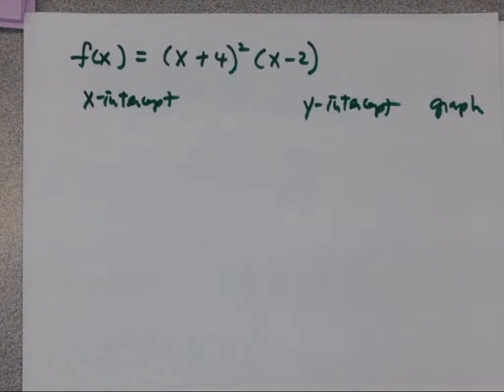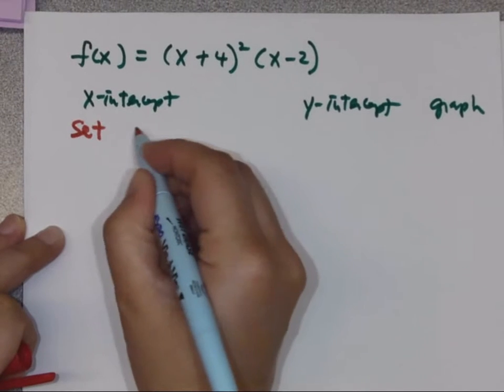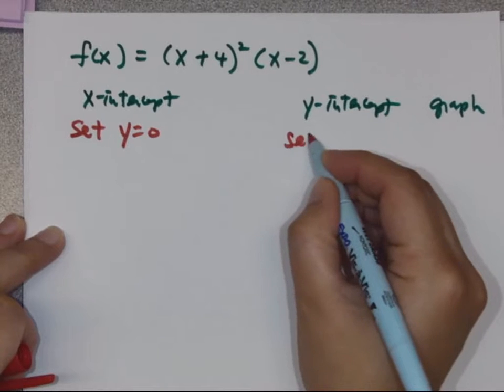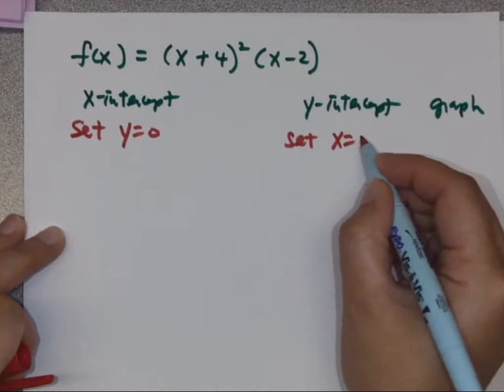Okay, so how do we find x and y intercept? For x-intercept, we set y equal to 0. For y-intercept, we set x equal to 0.